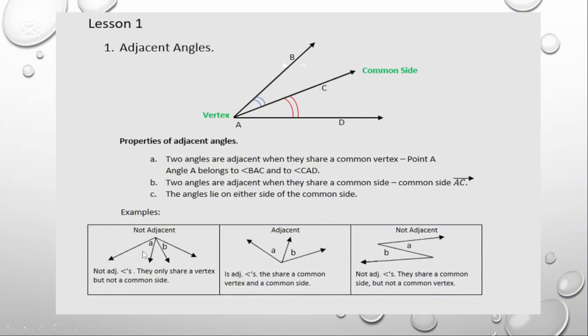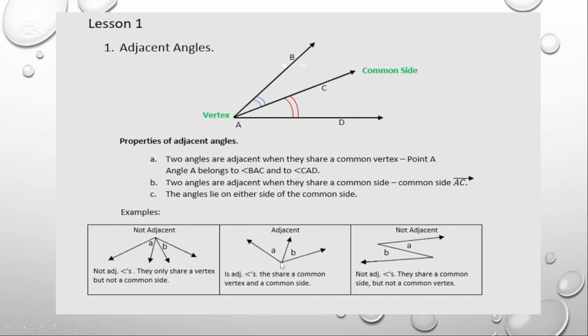According to this example, this angle marked A and marked B, they are not adjacent. Why? They are not adjacent. You see there? They do share a common vertex, but they do not share a common side. This side belongs to angle marked A only. That side belongs to angle marked B. And we have an angle in between them, so they are not next to each other. So we say they are not adjacent. These two, marked A and B.